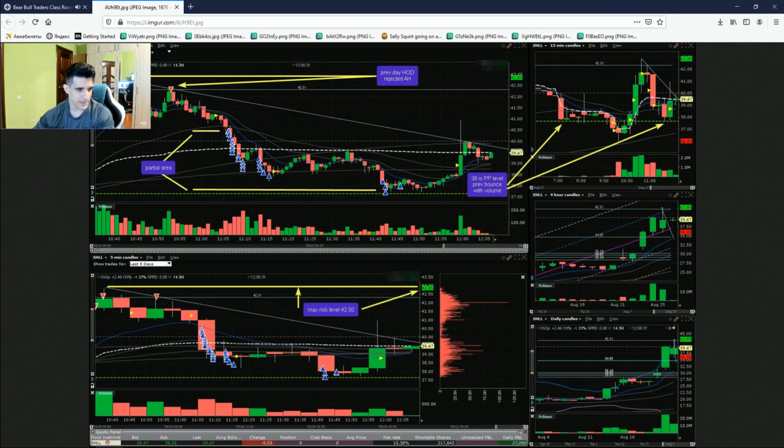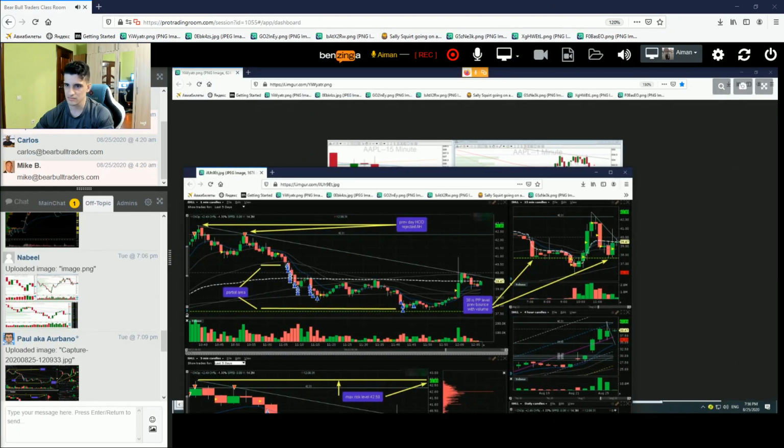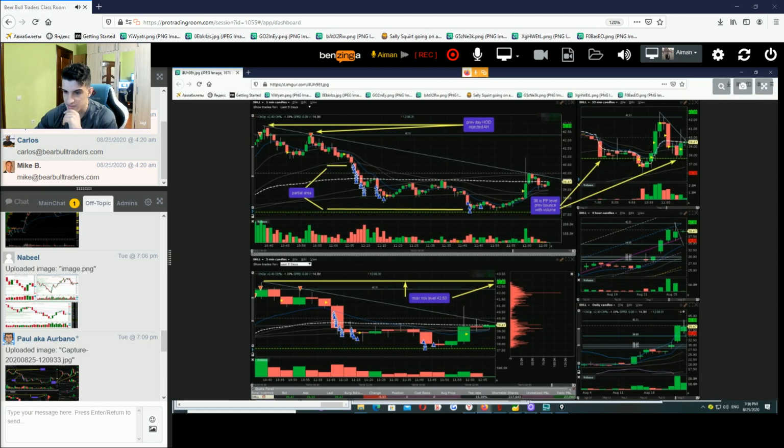Let's see, Paul traded SHLL. Previous day high was rejected, and that's why you took it to the short side. Let's see the 15-minute chart. So yeah, there is the previous high of the day, right? I'm not sure if that's what you mean right there. I think it is the level right there.